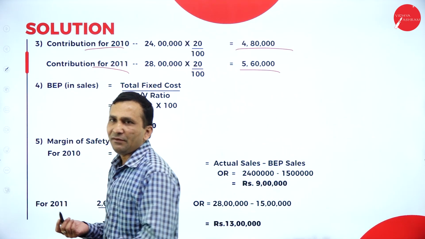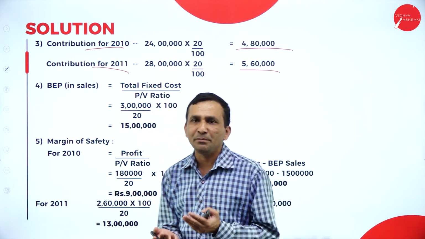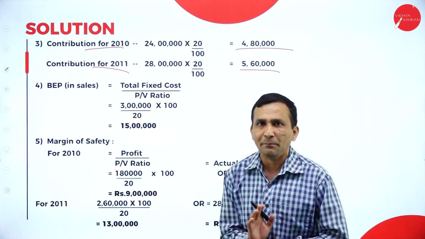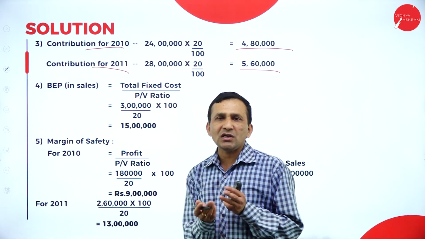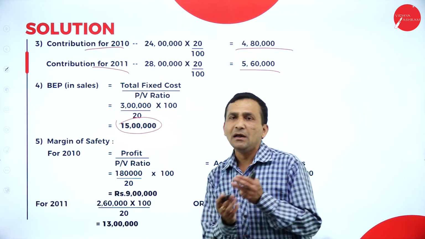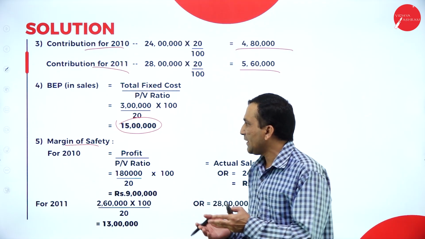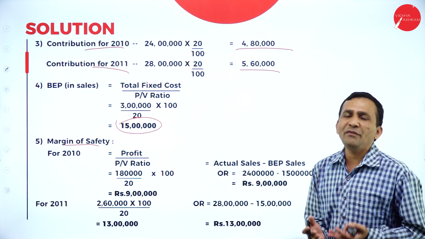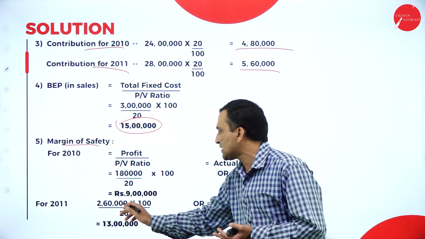So moving to break-even sales, using a different formula. The break-even sales formula is very simple: fixed cost divided by PV ratio. Everywhere we are applying the PV ratio, which is clearly specified in the question. So the total fixed cost we got is 3 lakh into 100 divided by 20%. So 15 lakhs is the break-even sales. Now moving to the margin of safety. The formula is profit divided by PV ratio. Profit we know in 2010, the profit is 2,60,000.